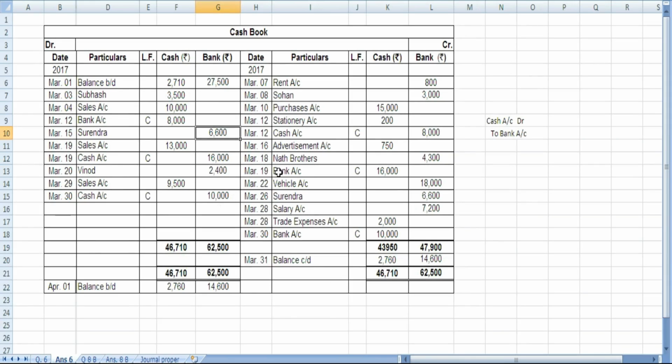So here you can see I've already made the format of the cash book. It looks like a ledger, but it functions like a journal because we have no journal. Directly we have to put the journal into this particular cash book. So we have date, particulars, LF, cash rupees, bank rupees, since we are making a double column. On this side we have the debit and credit.